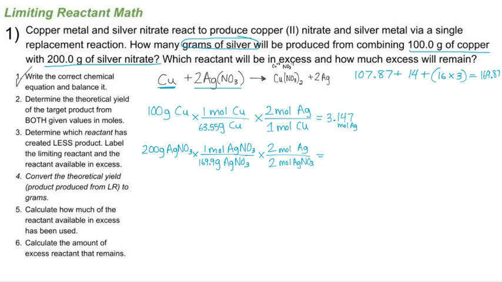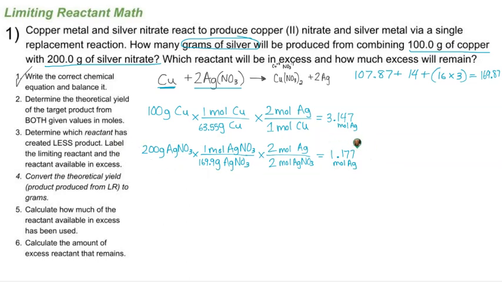I don't really need to type in my calculator, so just that first part. 200 divided by, not times, but divided by 169.9 gives me 1.177 moles of silver. Okay, and so right away we can determine which one of these produced less product, and it is of course the silver nitrate that produced less product. And so this is our limiting reactant, the silver nitrate.